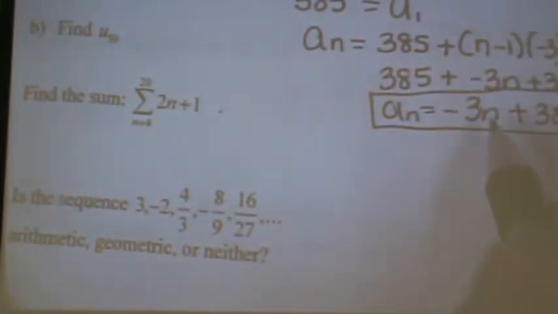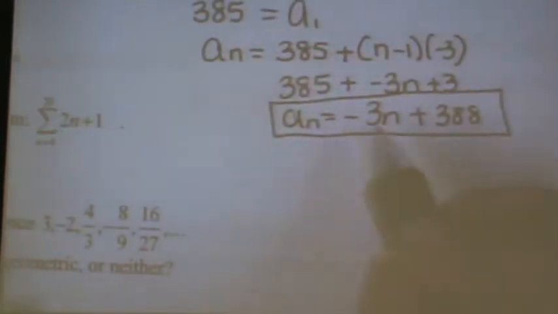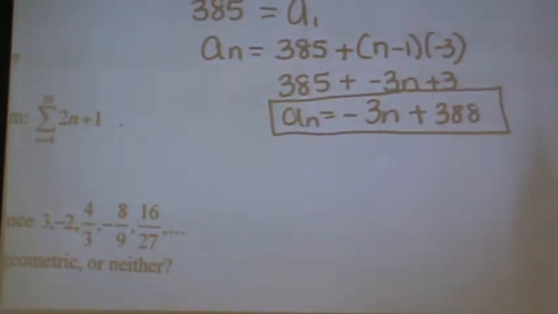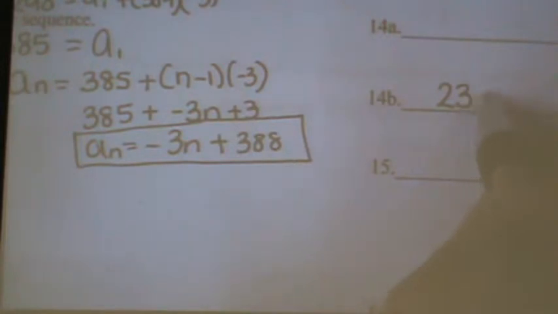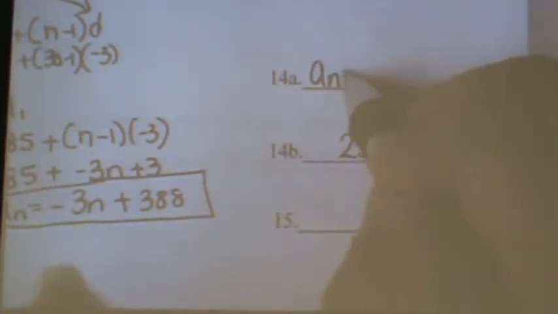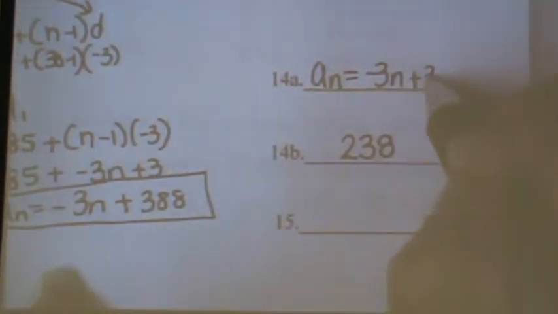Now, how do you find the 50th term? You just plug 50 in right here. So what is 50 times negative 3 and then plus 388? You should get 238. So this is AN equals negative 3N plus 388.